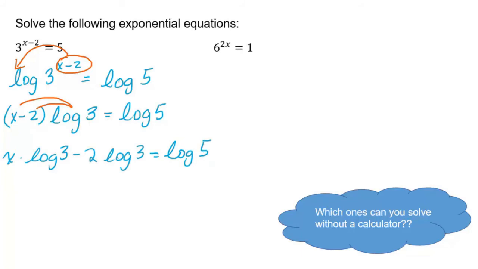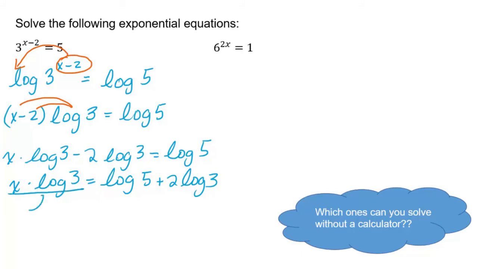I'll isolate the term that the x is in by adding 2 times the logarithm of 3 to both sides. So we have x times the logarithm of 3 is equal to the logarithm of 5 plus 2 times the logarithm of 3. And now finally, x is being multiplied by the logarithm of 3, so I can isolate x by dividing both sides by the logarithm of 3. This leaves me with x on the left-hand side, and I calculate the logarithm of 5 plus 2 times the logarithm of 3 divided by the logarithm of 3 on my calculator, and I get 3.4650.